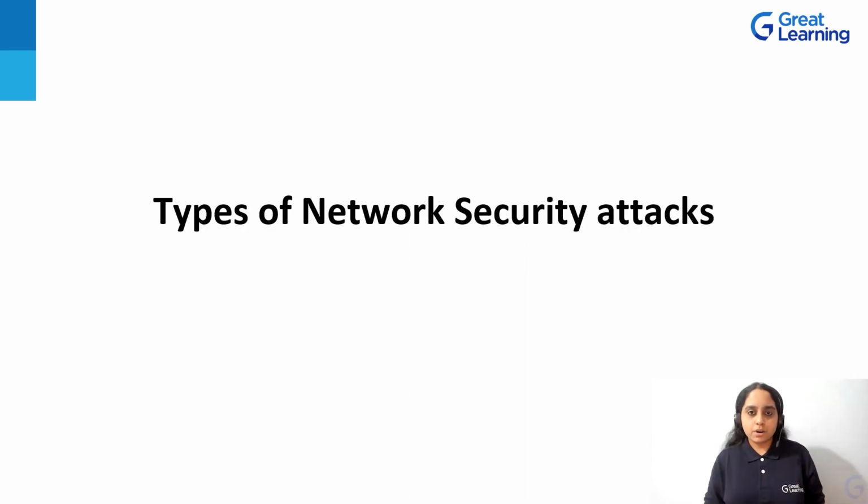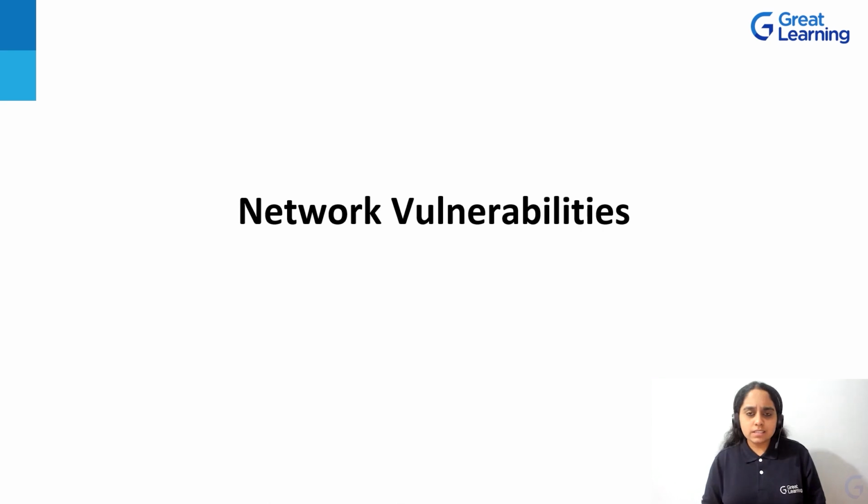We also learnt about 5 different types of network security attacks, and they are data threat, insider threat, malware attacks, password attack, and social engineering. We also discussed 8 network vulnerabilities. I want all of you to quickly recollect what network vulnerabilities are. Network vulnerabilities are weaknesses in a computer system that might become an entry point for hackers to attack the entire network.